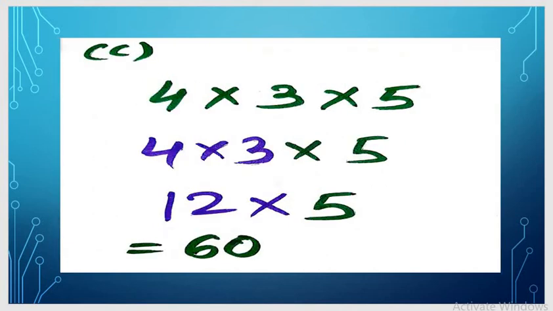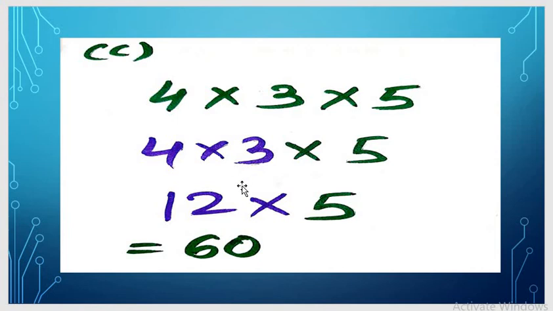Now let's move on to question number C. Is this your question number C? 4 multiplied by 3 multiplied by 5. First of all we write 4 multiplied by 3, then we do the multiplication, and then we multiply with the last digit.